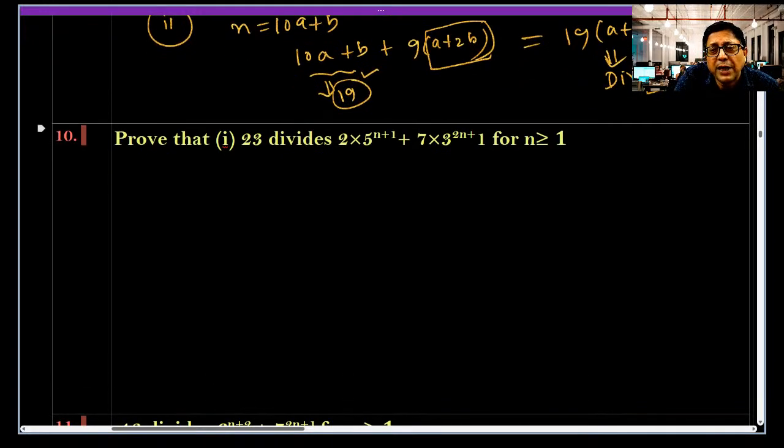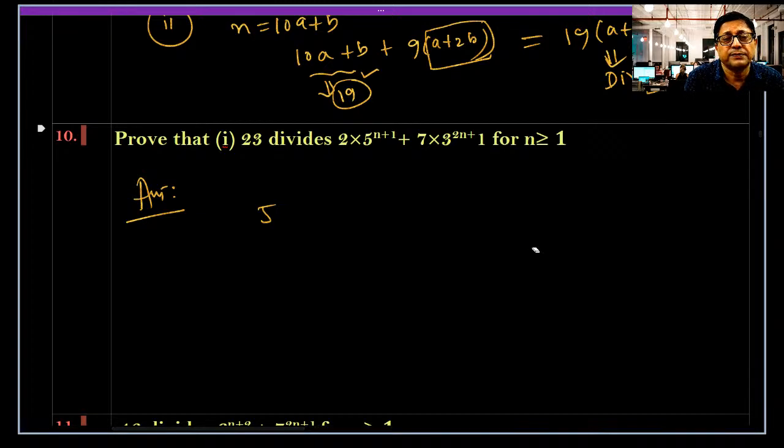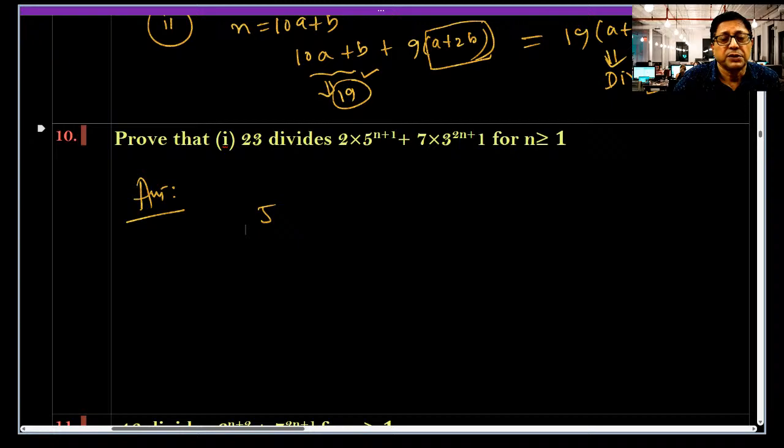Is it the application of Euler's theorem, Fermat's theorem? No, we don't need it. We just need to check here this thing. It is 2 to the power 5n plus 1, sorry, it is written down.